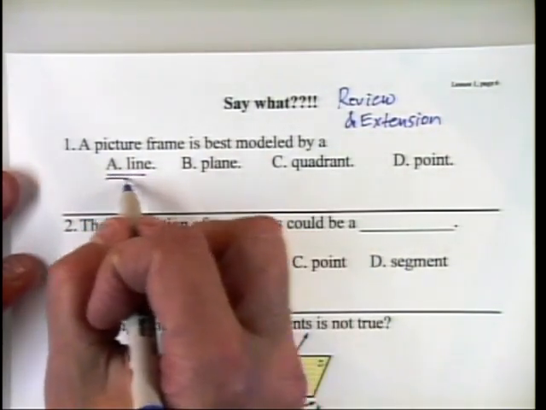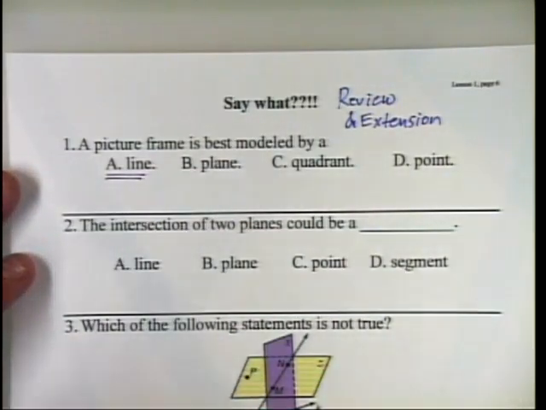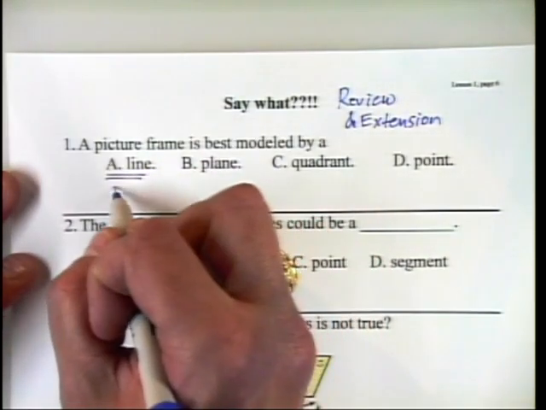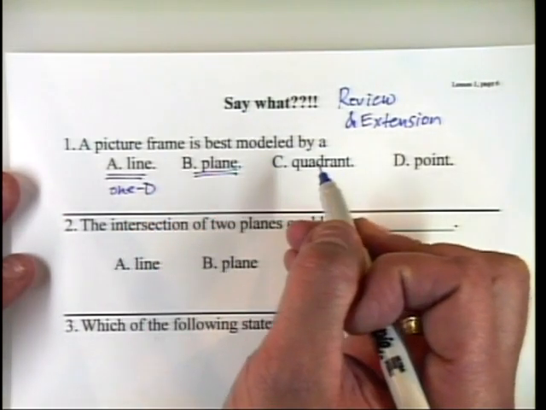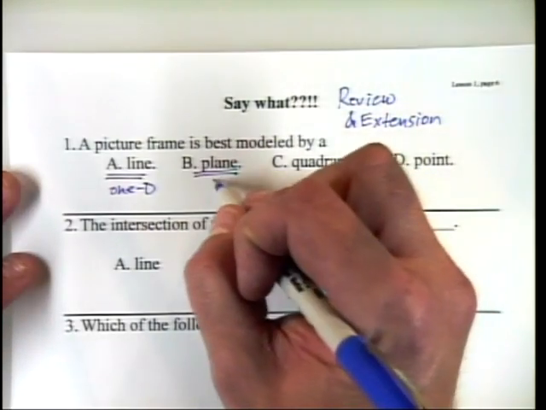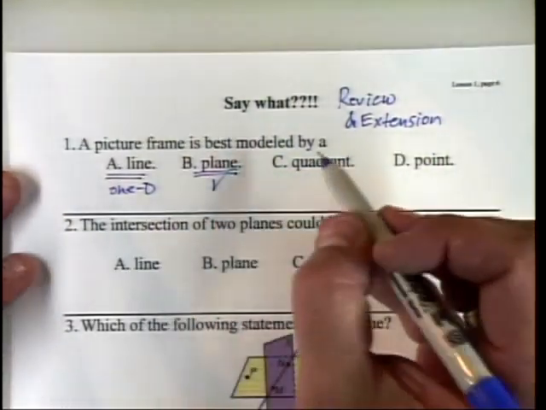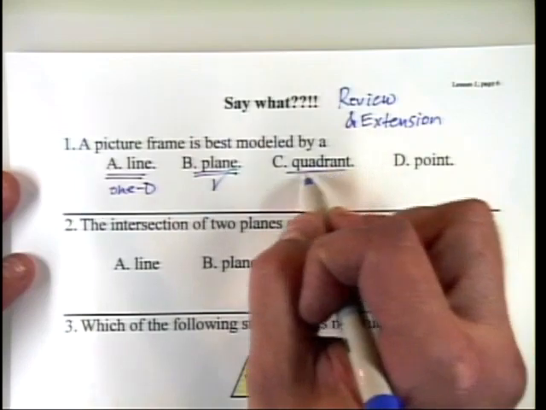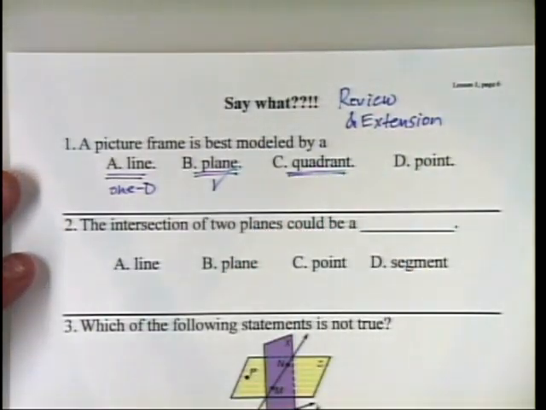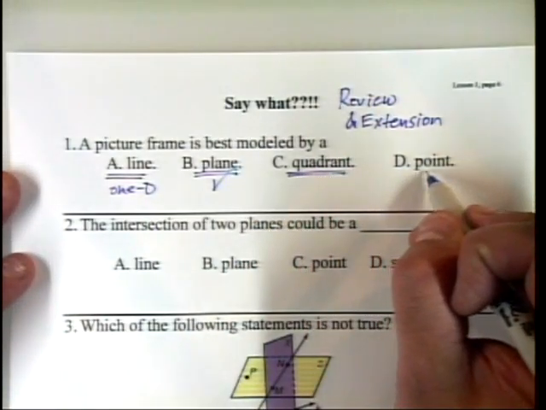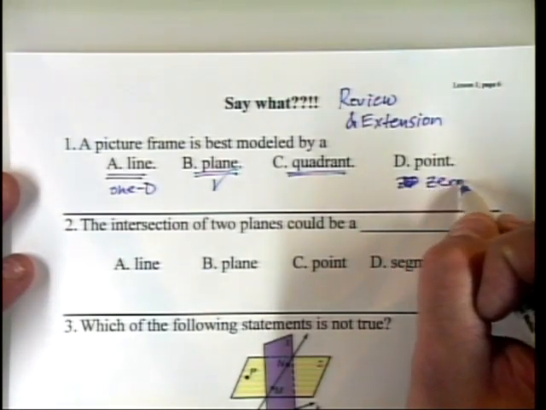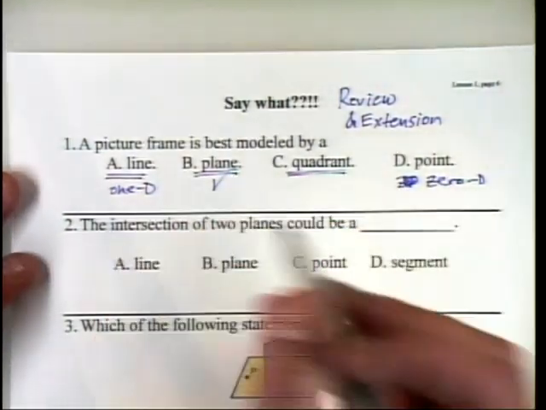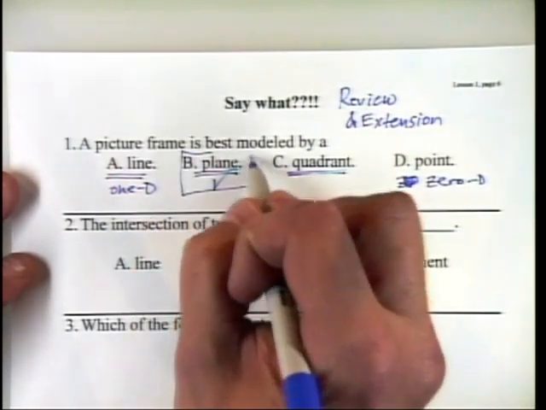Could it be a line? Well, that wouldn't be a very nice picture to look at. This is one-dimensional. Remember, a line is one-dimensional. A plane, well, a plane is a flat surface. Most picture frames are flat. So that could be it. I'm going to put a check and just analyze the others. A quadrant, well, a quadrant was part of the coordinate plane. So we're going to skip that one. And a point, well, a point is 0 dimensions. We want a picture frame which has length and width to be 2 dimensions, so plane is definitely the best choice there.